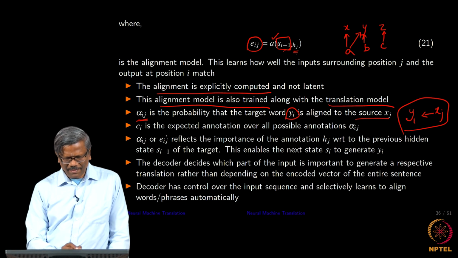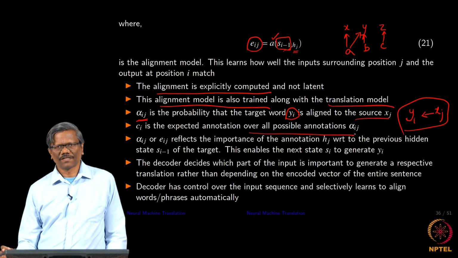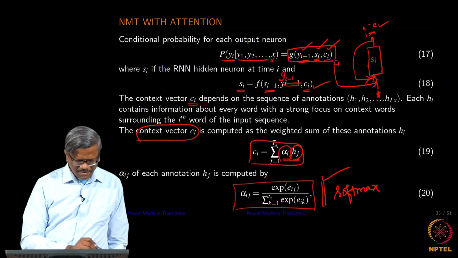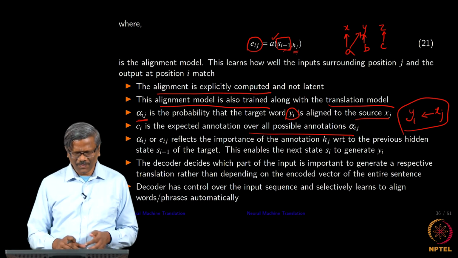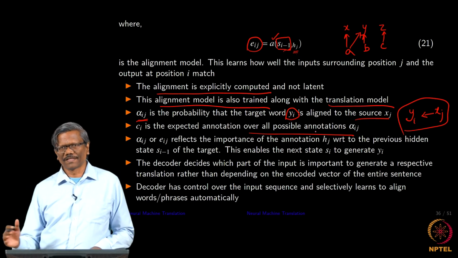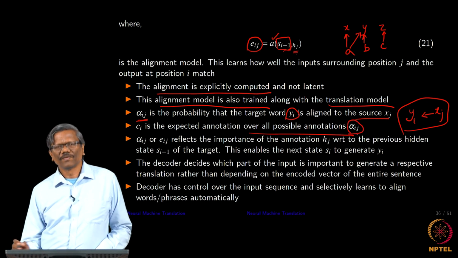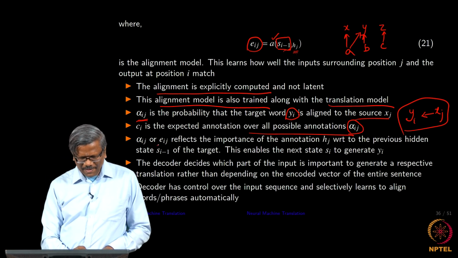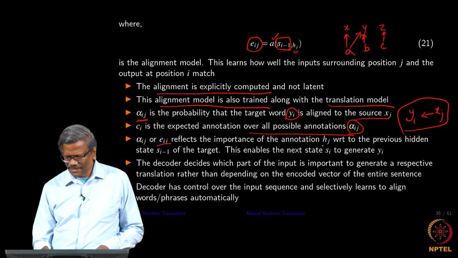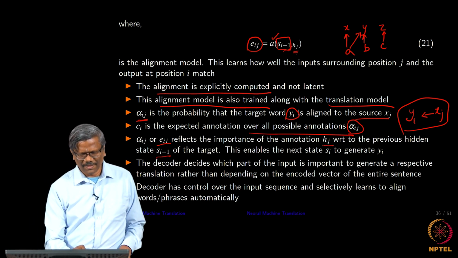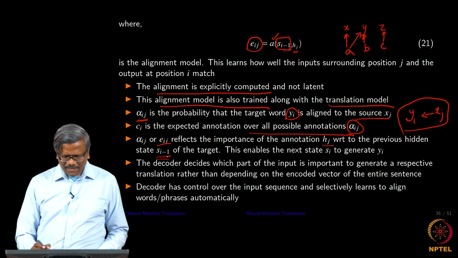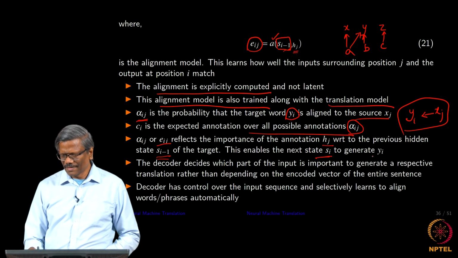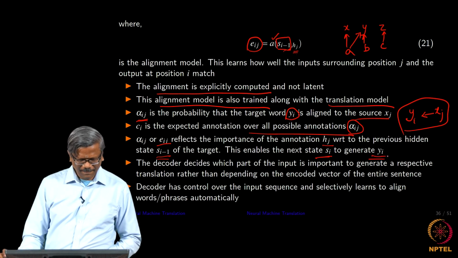Ci is the expected annotation over all possible annotations that we have. That means, when you compute the Ci, right, it is computed as the weighted sum. So, it is the expected annotation over all possible annotations that you have for that particular time slot. Eij reflects the importance of the annotation Hj with respect to the previous hidden state. Okay. So, this enables us to calculate the next state, which will in turn generate or predict the next word.